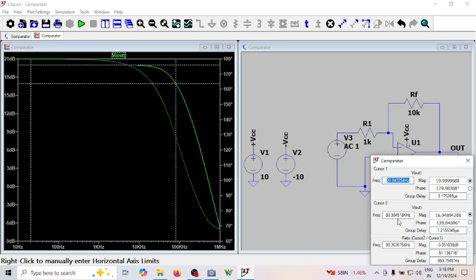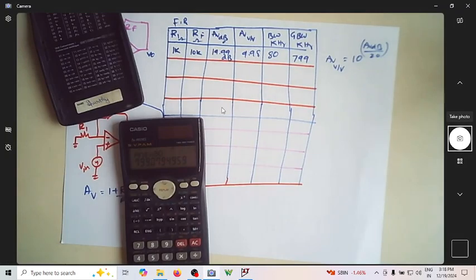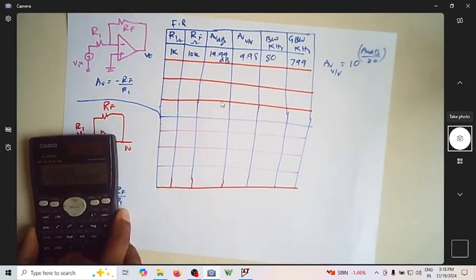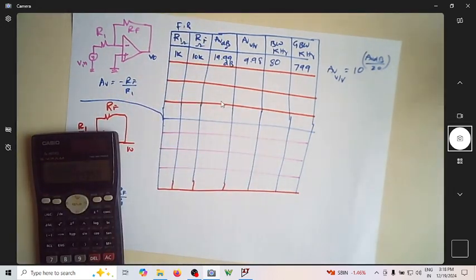Let me write the units, kilohertz and ohms. Since the gain is already in dB, let me find 10 to the power of 19.99 divided by 20, which is close to 9.98. Multiplying by 80 gives 799 kilohertz. 799 kilohertz is the gain bandwidth product. These are the values for the frequency response of an inverting amplifier.